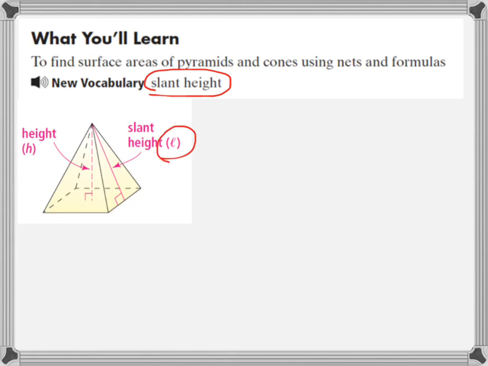It is the height on the triangle, the perpendicular line on the triangle, that is called the slant height. And H is the height of the pyramid. So L is the slant height and H is the height of the pyramid. And this is the base of the pyramid. In this lesson, we are going to study only square pyramids, so the base of the pyramid is a square.